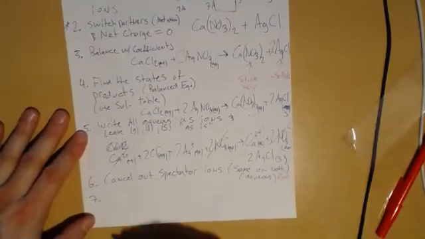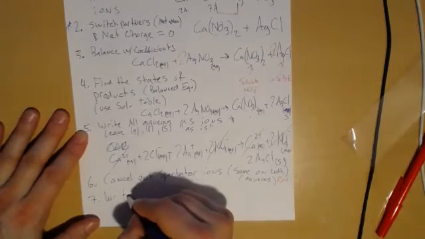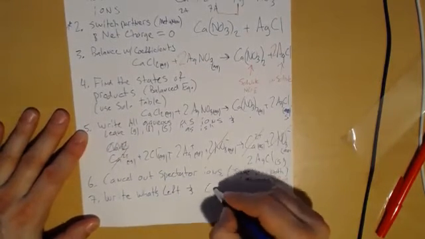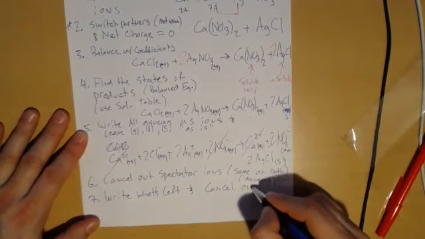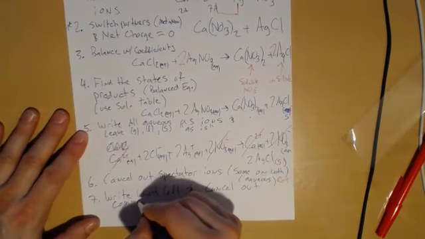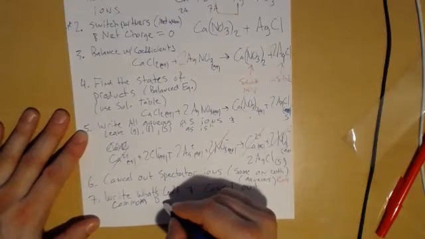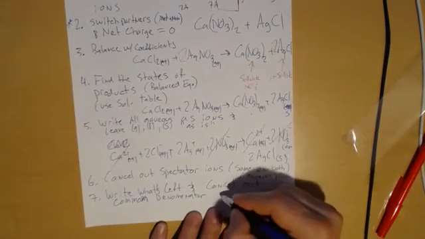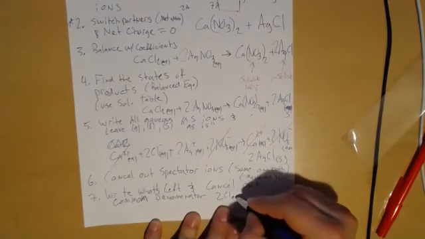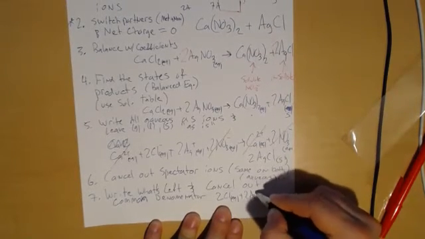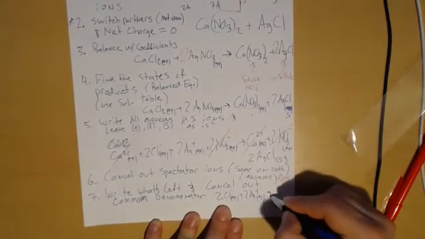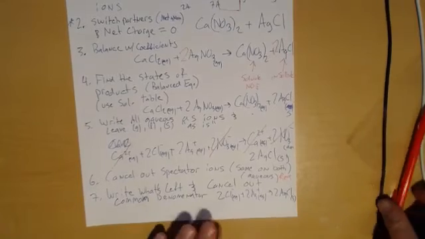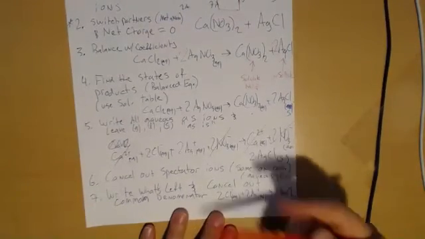Step 7, write what's left and cancel out common denominator. So in this case, what's left is 2 chloride aqueous plus 2 silver plus aqueous goes to 2 silver chloride solid. And so in this example, there's a common denominator of 2. So I'm going to divide that out.